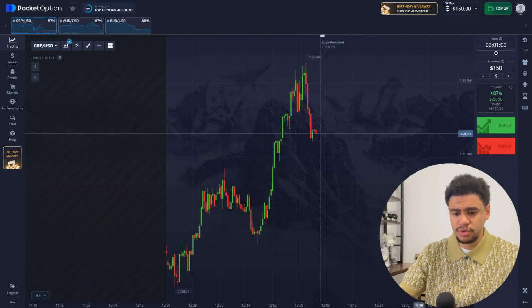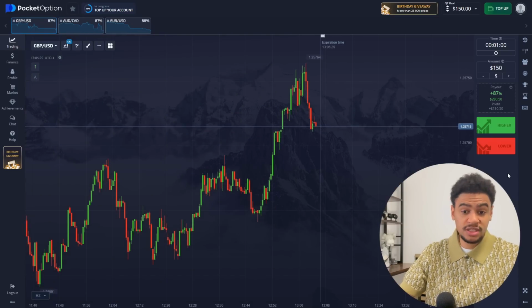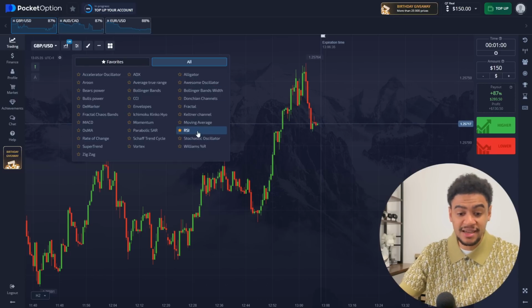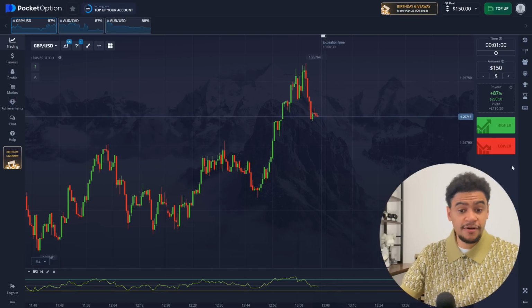We're just going to do a couple of trades, and we're also going to need an indicator. We always need at least one indicator. Of course, you can trade without indicators, but why make your life more complicated? So today it's going to be RSI with default settings as usual. All right, now we're all set and we're ready to take our first trade.